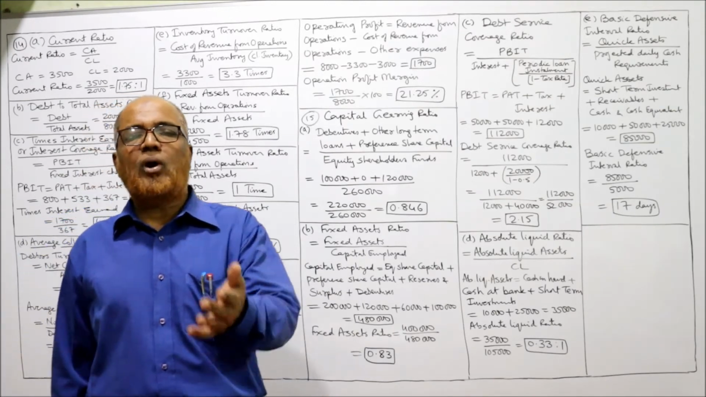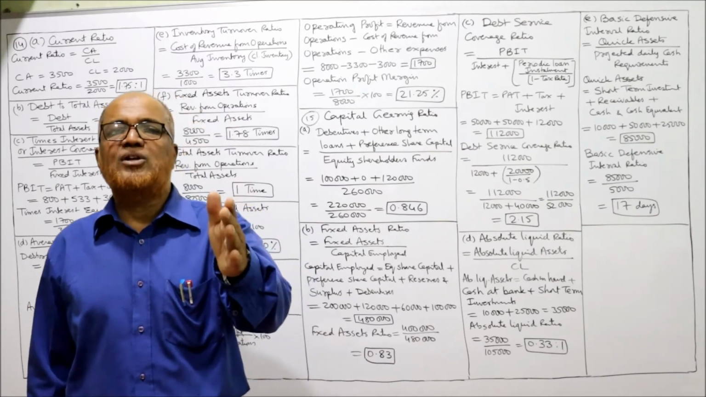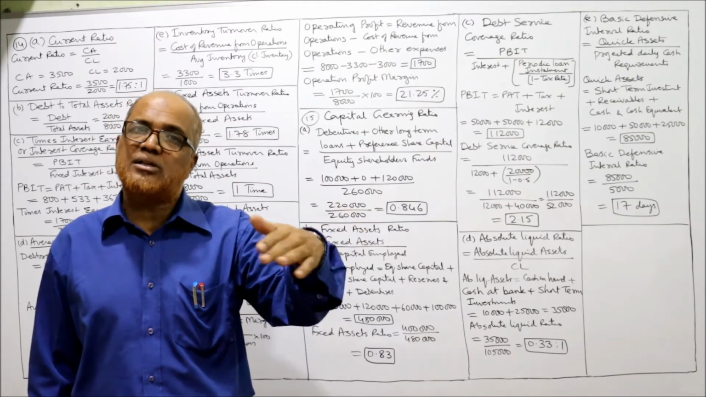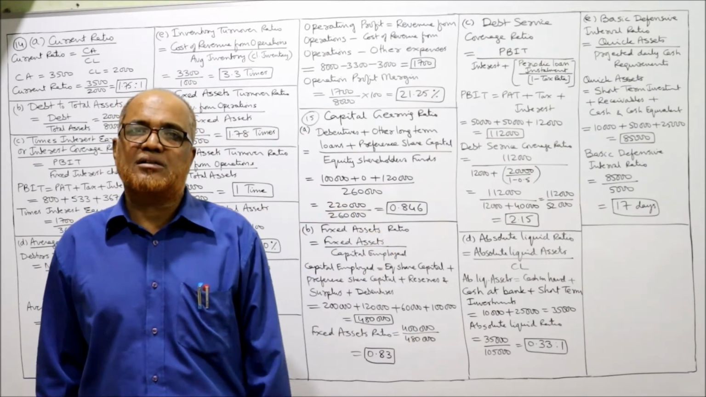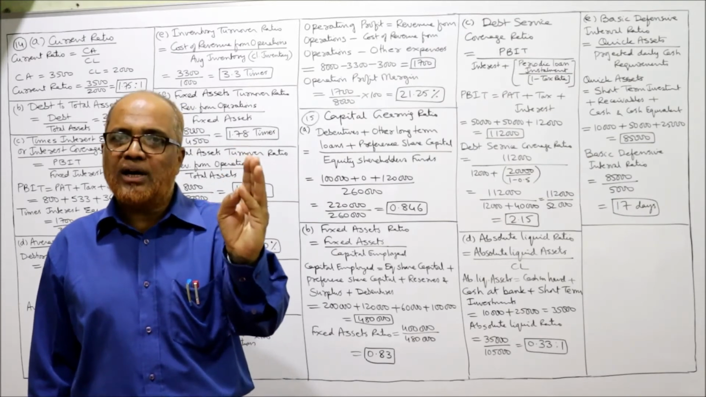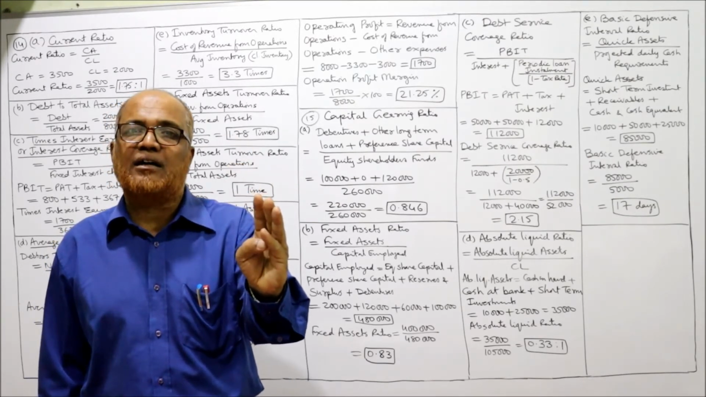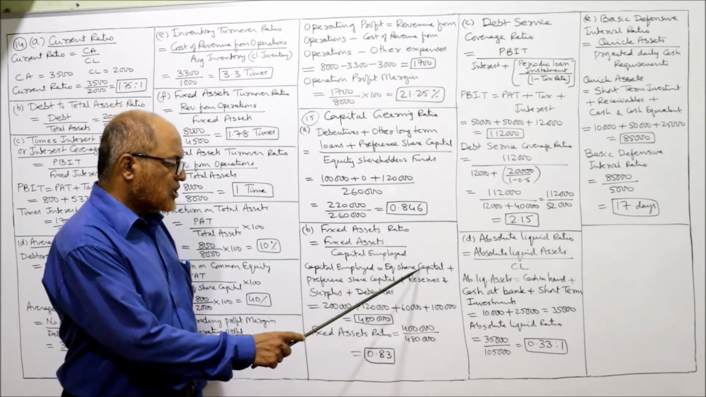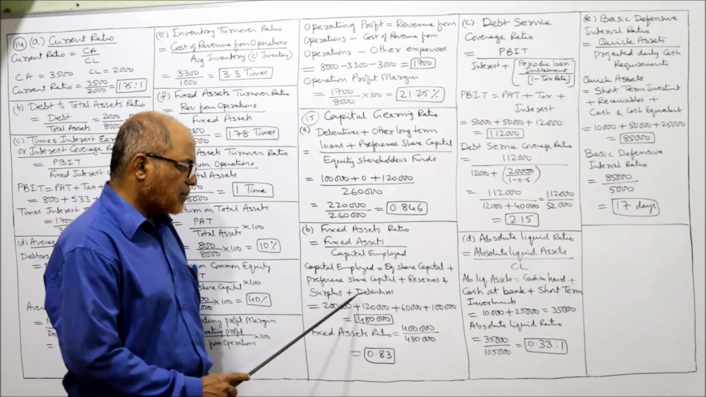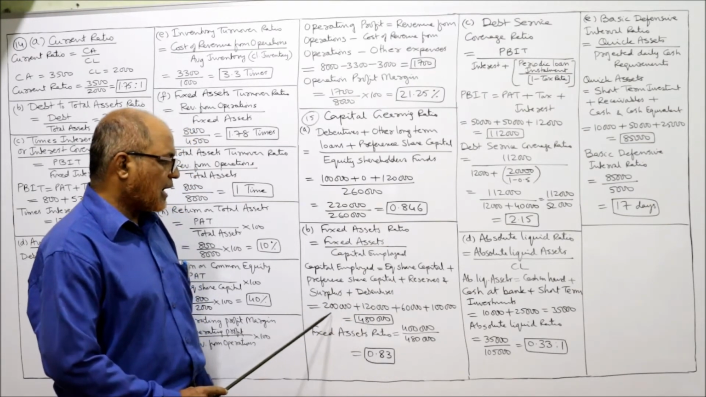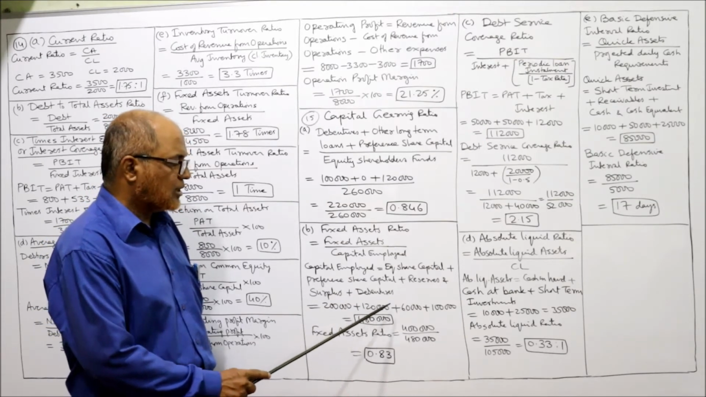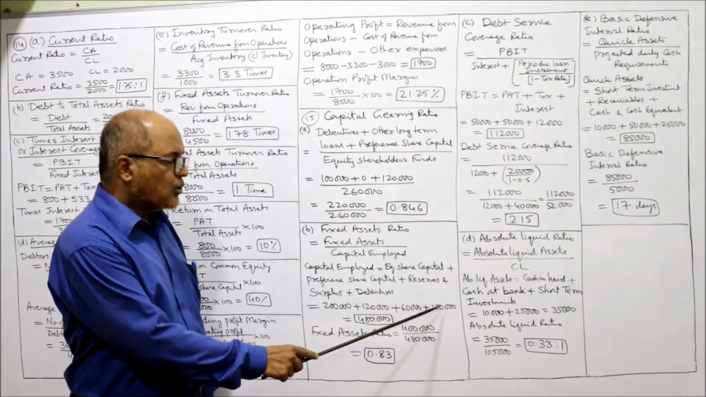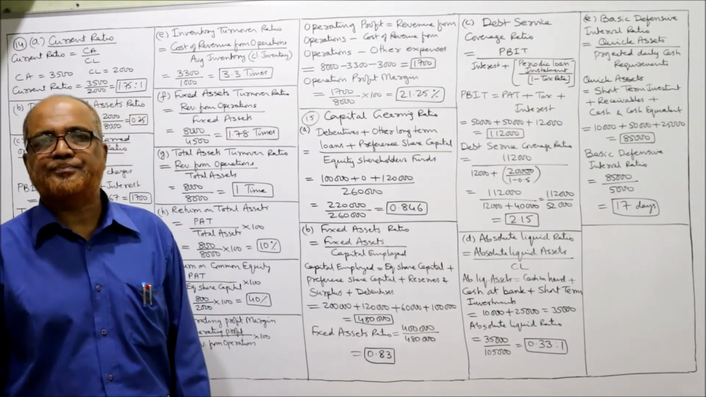And what do you mean by capital employed? Equity share capital plus preference share capital plus reserves and surplus plus long-term debts. Long-term debts means debentures, minus fictitious assets. So simply shareholders fund plus long-term debt is equal to capital employed. So here capital employed is equity share capital 2 lakh, preference share capital 1,20,000, reserves and surplus 60,000 and debentures 1 lakh. So the total is 4,80,000.